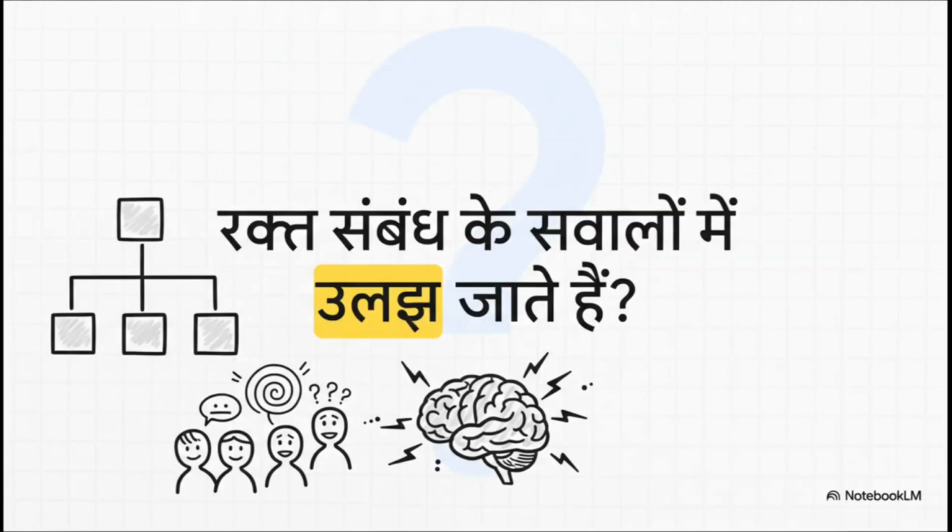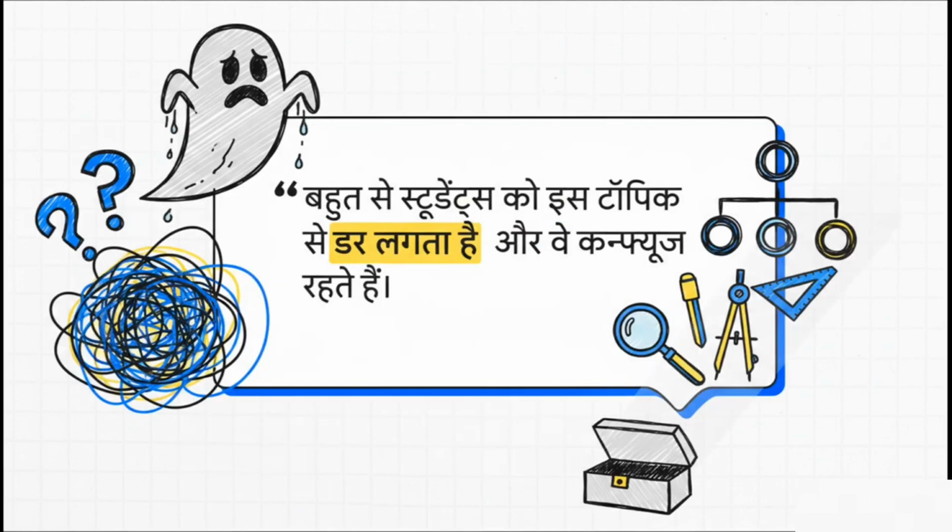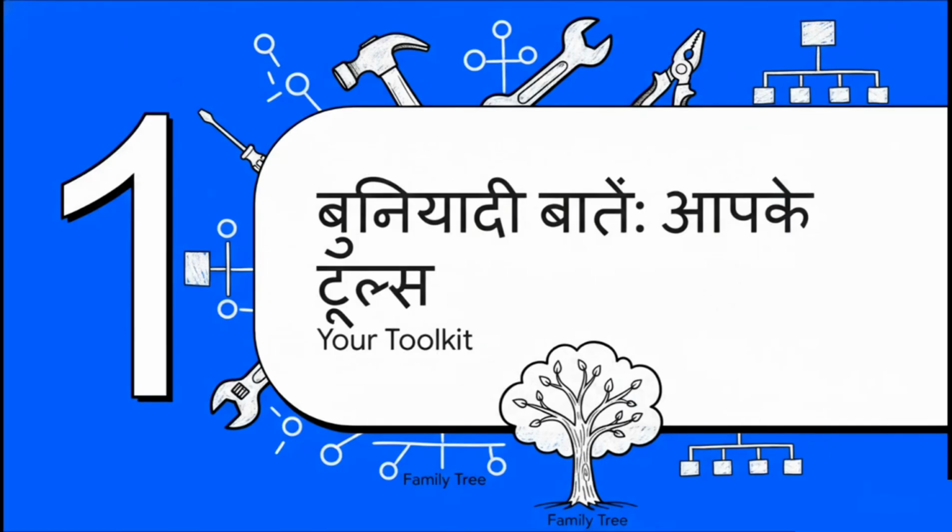So, does this look familiar? You see a question packed with aunts, uncles, brothers-in-law, and your brain just kinda hits a wall, right? Believe me, you are not alone. A lot of students actually get pretty nervous about this topic, and it's totally understandable. But here's the good news. The solution is way simpler than you think. It's all about having the right toolkit. So that's what we're going to build together today, your personal toolkit.